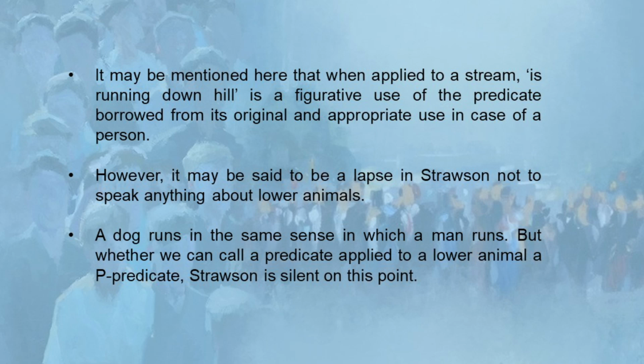However, it may be said to be a lapse in Strawson not to speak anything about the lower animal. A dog runs in the same sense in which a man runs, but whether we can call a predicate applied to a lower animal a P predicate, Strawson is silent on this point.